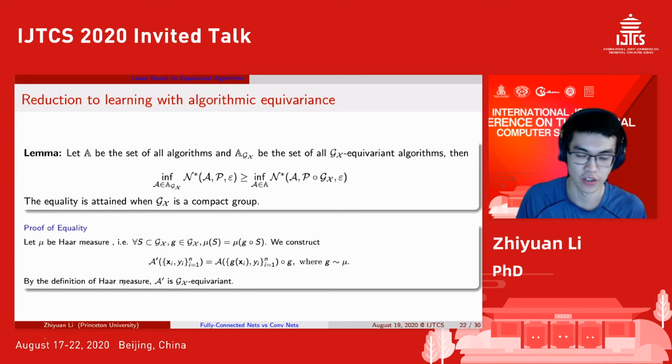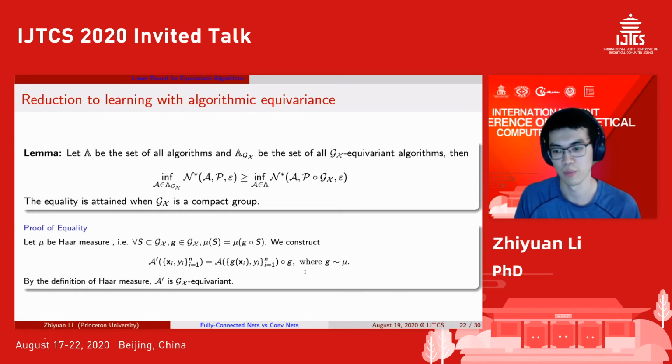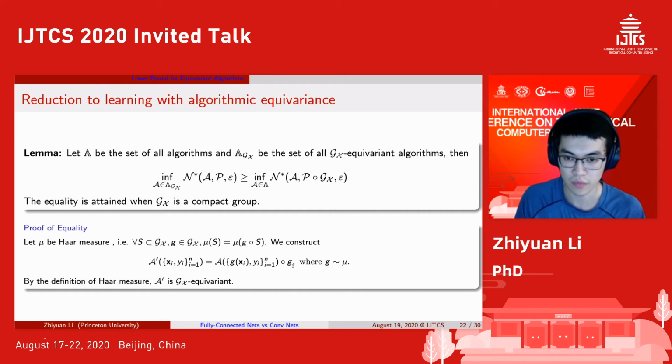By the definition of a Haar measure, it's easy to verify that A prime is equivariant because this G is sampled uniformly from this group. So indeed, this G can hide all the information. If this group is an orthogonal group, then G is like picking a random rotation. So it's very intuitive that A prime is GX equivariant.